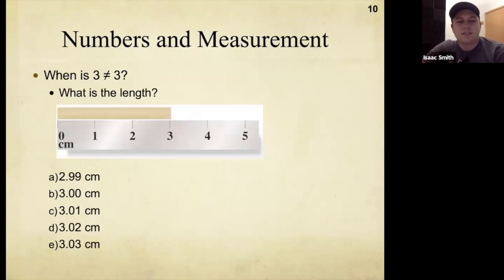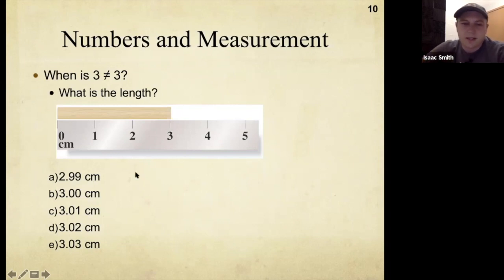A different exercise though, I could say, what is the length of this? Looks like a piece of wood, okay? And you're measuring it with this ruler on centimeters. Is it 2.99? Is it exactly 3.00? Is it 3.01, 3.02? That would be hard to say, right? We can kind of see that the board is a little bit above the 3 centimeter mark. And so I would pretty easily rule out A and B, but I don't know if it's 3.01, 3.02, or 3.03 just by looking at this picture, right?